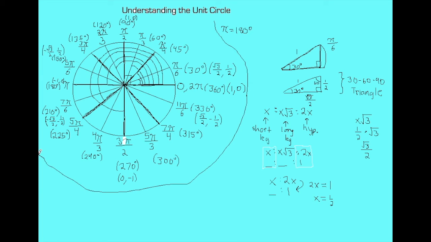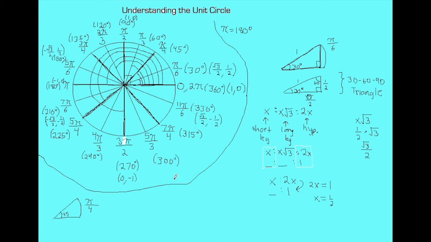So let's look at pi over 4. And pi over 4 we figured out was 45 degrees. So I will draw pi over 4 over here. So this is pi over 4, and we figured out this angle was 45 degrees.